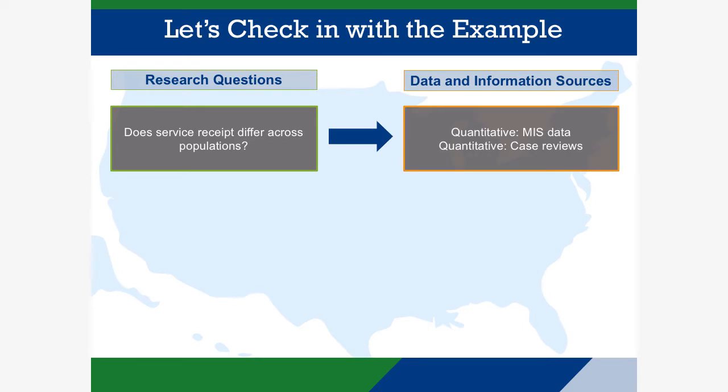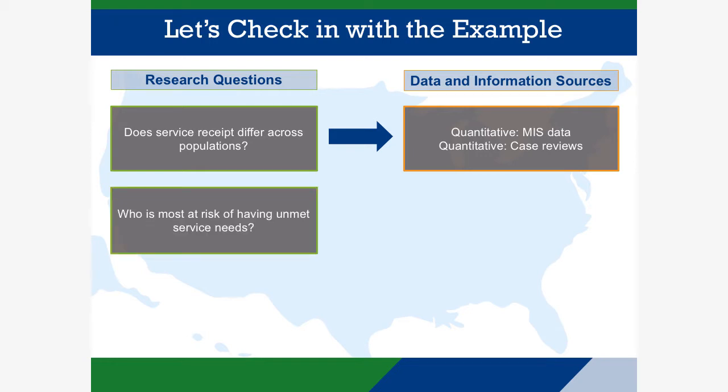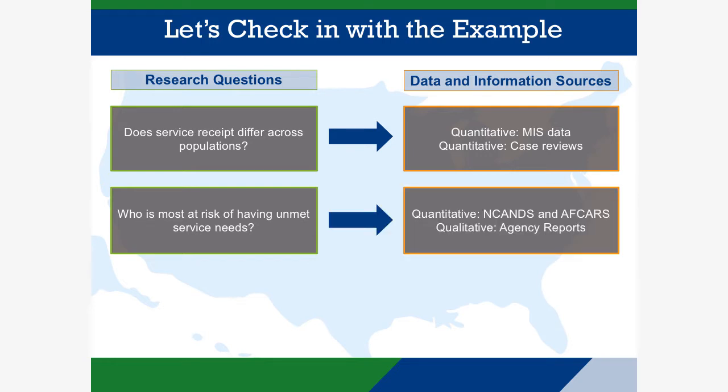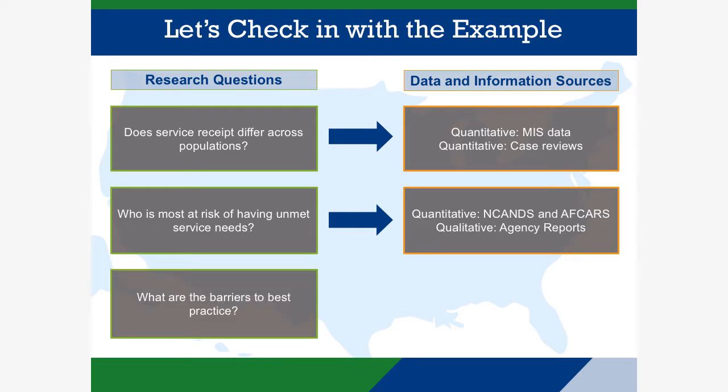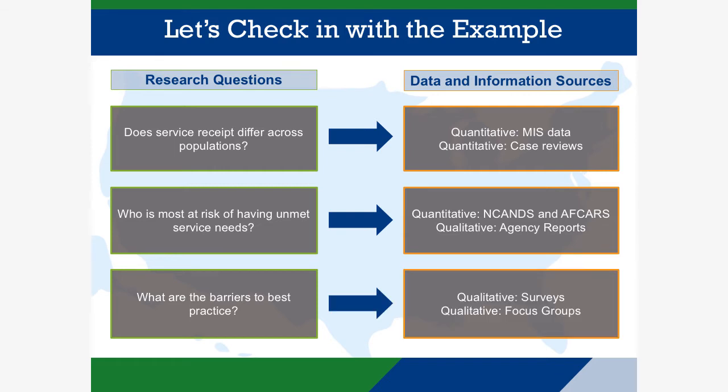To determine whether service receipt differed across populations, for example, children, parents, and foster parents, they will look at quantitative sources like MIS data and case reviews. To find out more about who is most at risk of having unmet service needs, they will use a mix of quantitative and qualitative data, including state and federal data sets like NCANDS and AFCARS, and narratives from agency reports. To better understand what, if any, barriers there are to best practice, they will use qualitative data from surveys and focus groups.